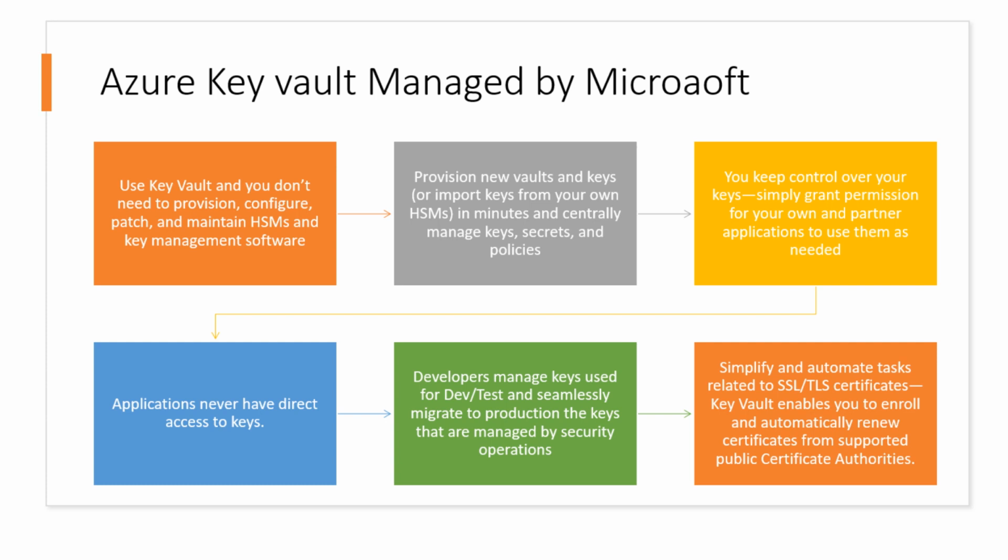You keep control over your keys. Simply grant permission for your own partner applications or use them as needed. So in Azure, role-based access control is used to grant access to applications and permissions to users, and based on these roles that users have, they are able to control services. So to control the keys, we grant RBAC roles.